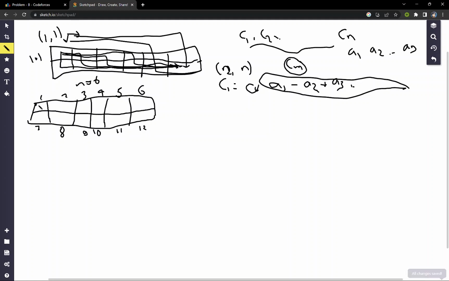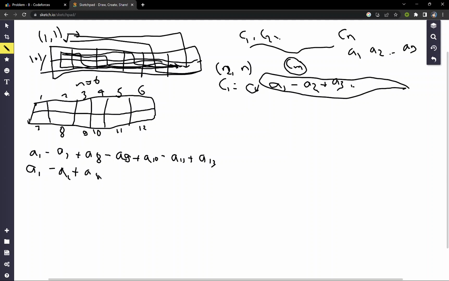Okay, so for the first path, which will go from this, means first it will take down and then right, this will have value a1 minus a7 plus a8 minus a9 plus a10 minus a11 plus a12, right? So for the next path it will go from a1, a2 and then a8, all will be similar, right? You can skip this part, because it will take a lot of time to write this.